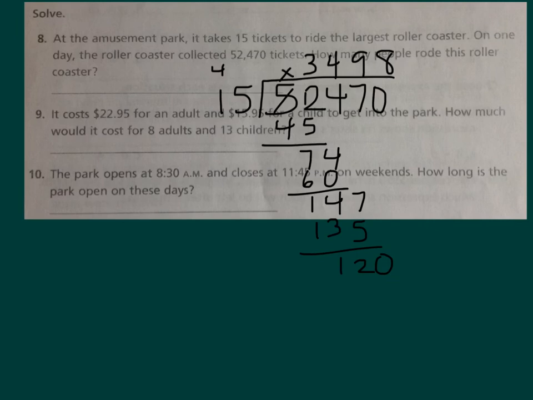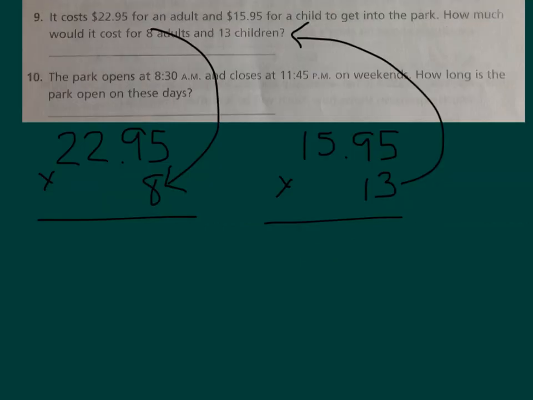You can see on number 8, I've already done the problem out. We know we're going to divide it because we know the total number of tickets that they had, and we're trying to figure out how many people rode the roller coaster, so we just divided it out like that. So for number 9, it's asking you, it costs $22.95 for an adult and $15.95 for a child to get into the park. How much will it cost for 8 adults and 13 children? So we're taking that $22.95 and multiplying it by 8, and the $15.95 and multiplying it by 13, and then once you get your answer, you're going to add them together.